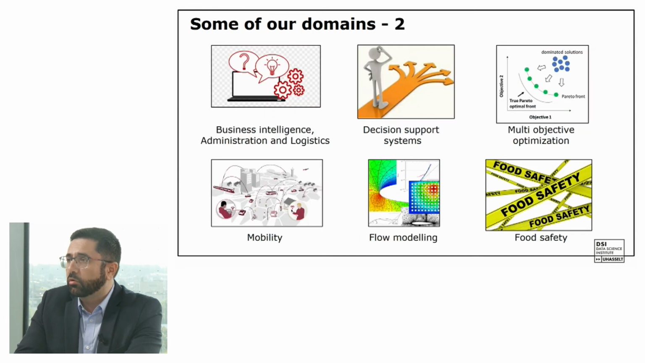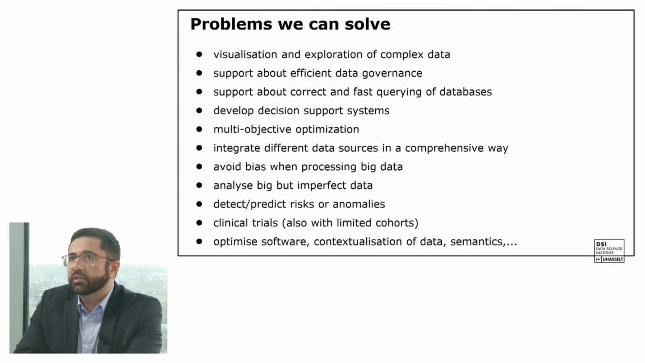Of course, we also work on other domains. For example, business intelligence, administration and logistics, decision support system. We also work on multi-objective optimization, mobility. We have experience in flow modeling, food safety, but also in environmental research and even archaeology. We are open to collaborate in new applications, and these are some of the problems that we can solve at the Data Science Institute.